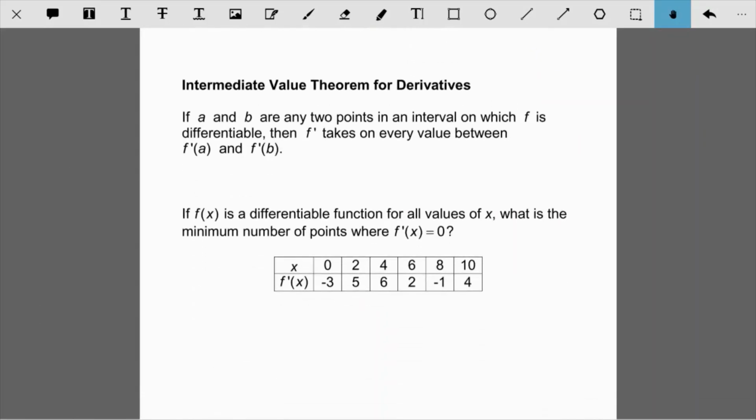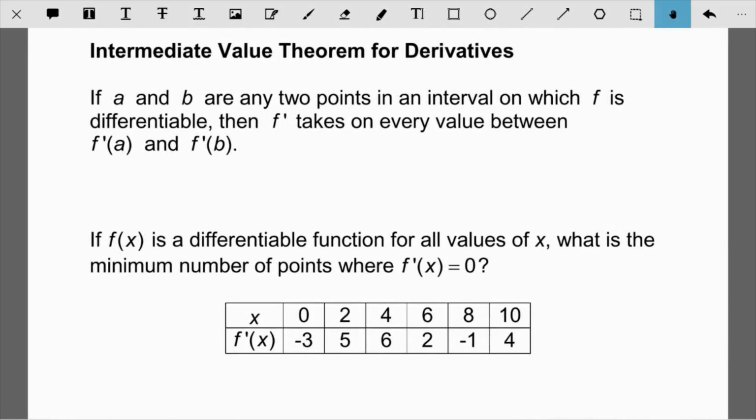All right, so the last thing I have for you here is what we call the intermediate value theorem for derivatives. And this really isn't any different than what we had before. But I just wanted to show you that the same logic we had for the intermediate value theorem can apply when we're looking at derivative values as well. So it says if A and B are any 2 points in an interval on which f is differentiable, then f prime takes on every value between f prime of A and f prime of B. That's the exact same statement as the intermediate value theorem, except we're talking about f prime instead of f.